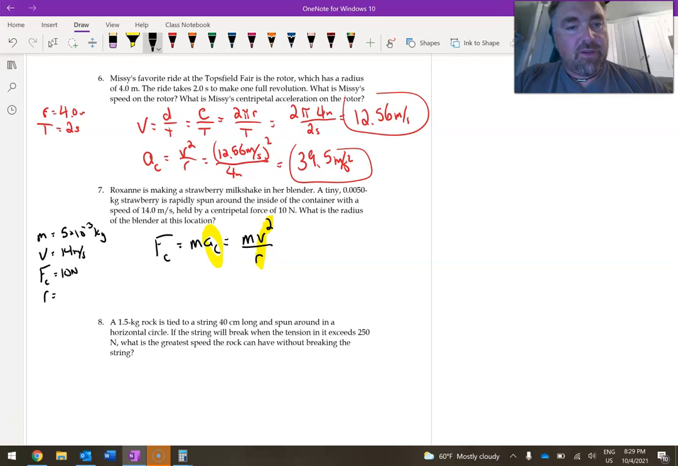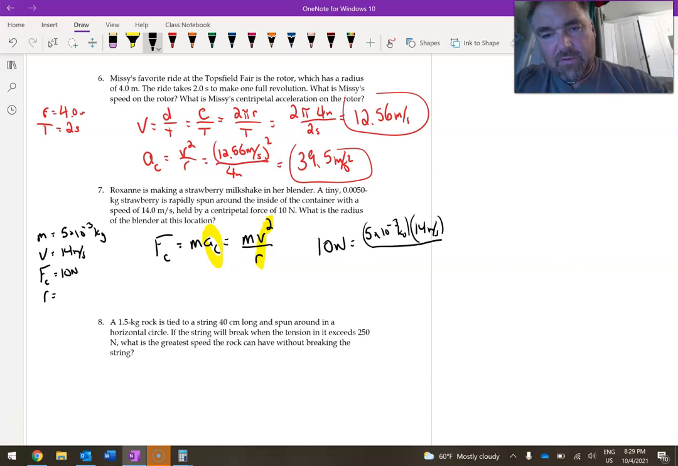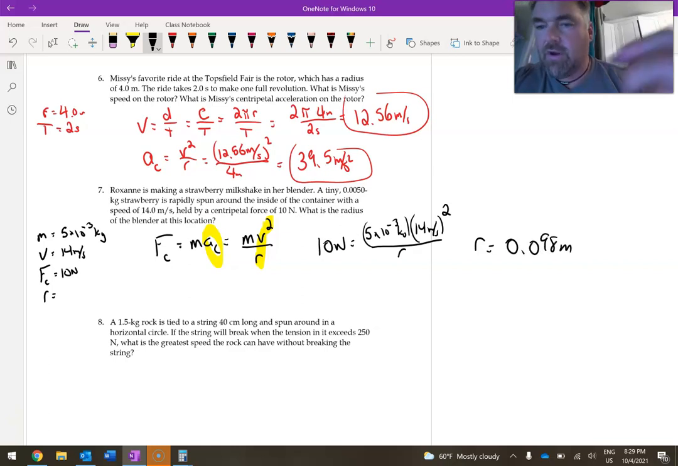So now I can just plug in. I know my centripetal force is 10 newtons. I know that my mass is 5 times 10 to the negative third kilograms. I know the speed is 14 meters per second. And I'm looking for the radius here. So I'm going to take 5 times 10 to the negative third times 14, don't forget to square it, and then divide that by the 10. And I'm going to find that my radius is 0.098 meters, or 9.8 centimeters.